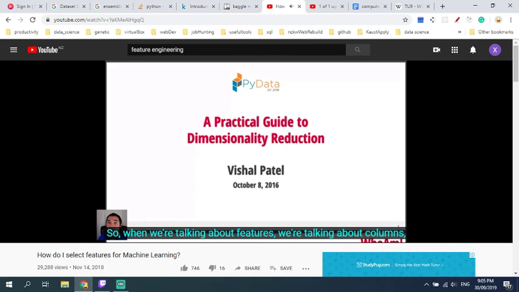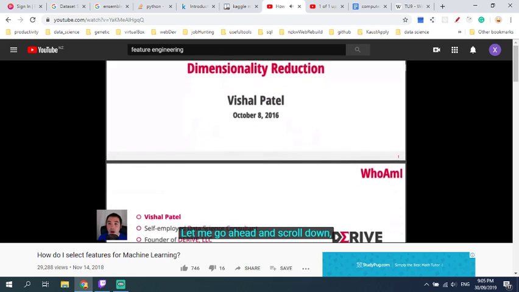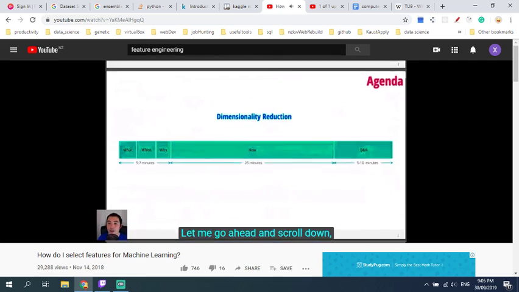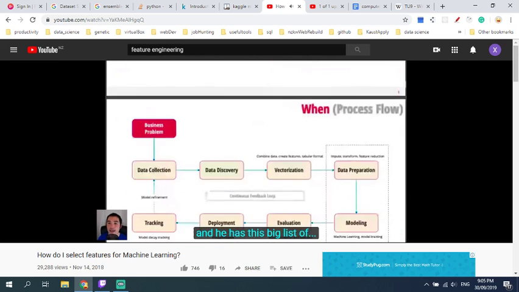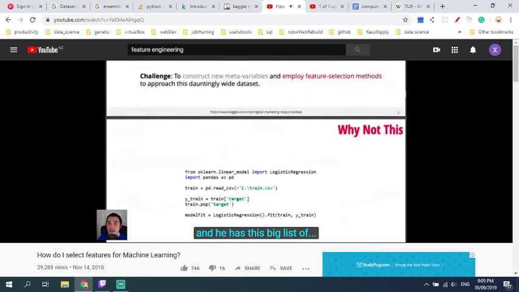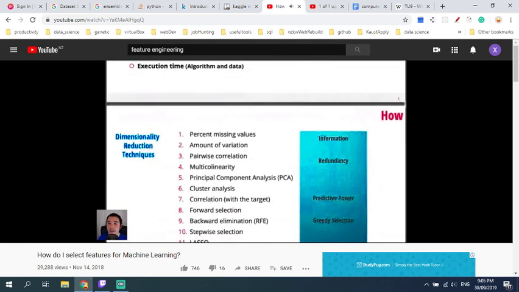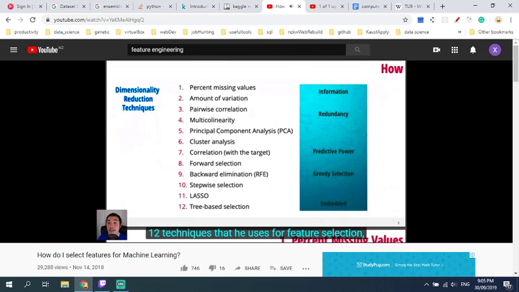It's called A Practical Guide to Dimensionality Reduction, but it's about feature selection, because dimensionality refers to the dimensions of your training data, the number of rows and number of columns. So when we're talking about features, we're talking about columns. And when we're talking about dimensionality reduction, that means reducing the number of features. Okay. So let me go ahead and scroll down, and he has this big list of 12 techniques that he uses for feature selection. And I'm just going to highlight a few of these and talk briefly about them.